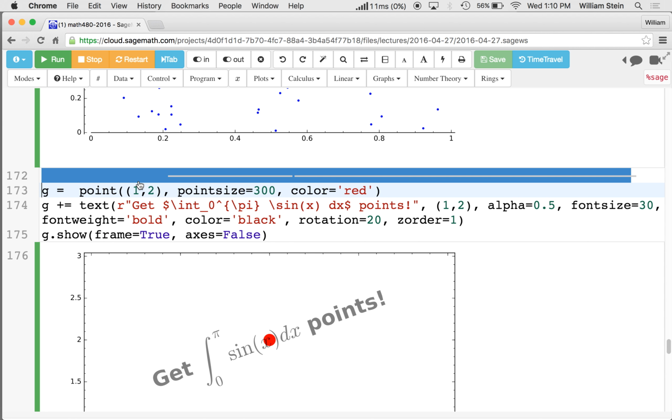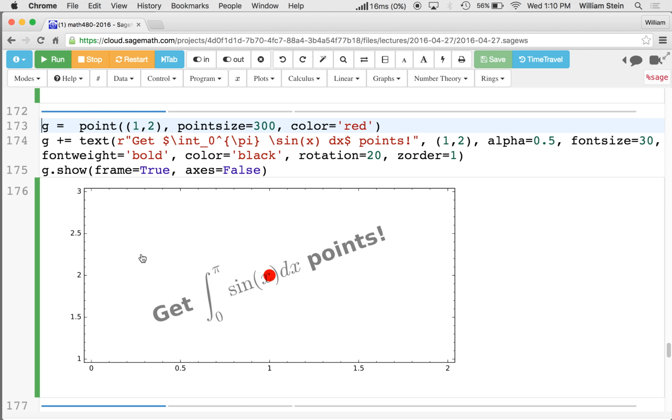Here's an example involving text, and I've combined it with a point, but the command is text. You give as input, the first thing is a string, and you can include LaTeX in that string, at least LaTeX formulas in dollar signs. And you will definitely want to do that if you're annotating some mathematical diagrams.